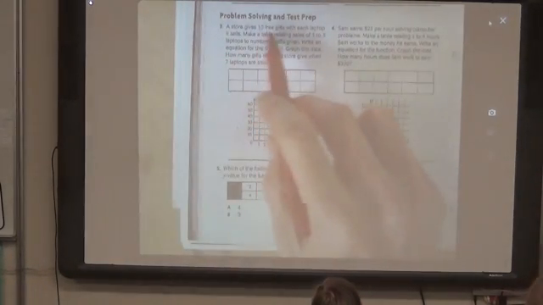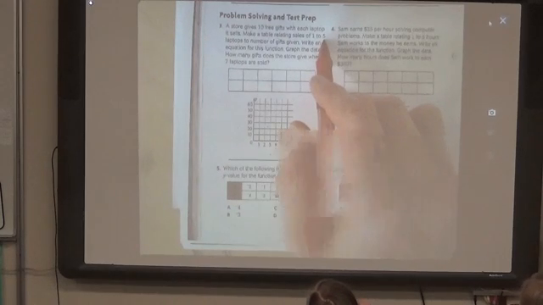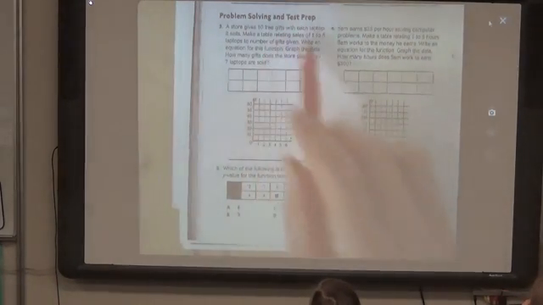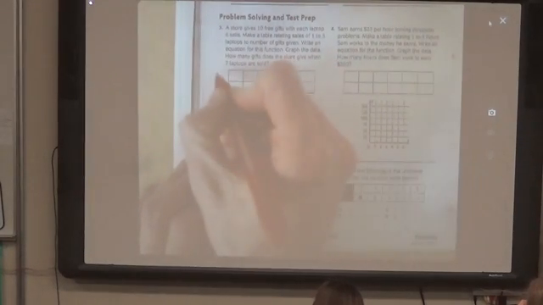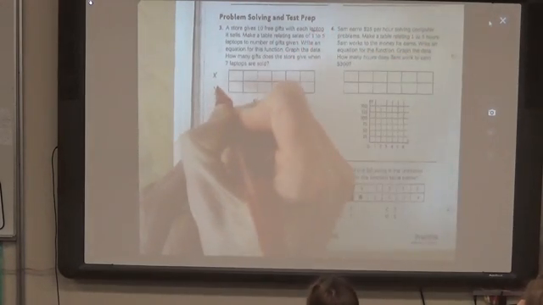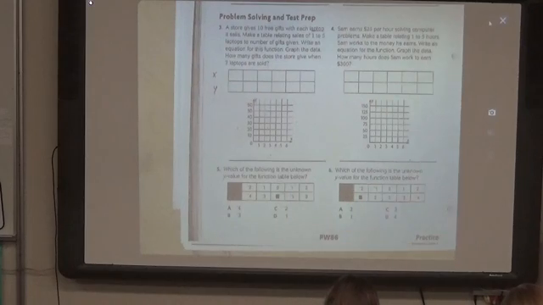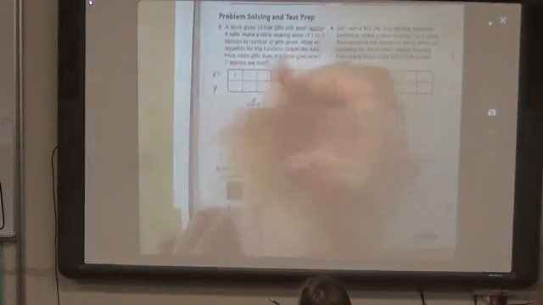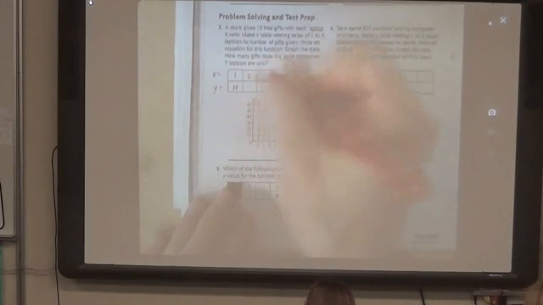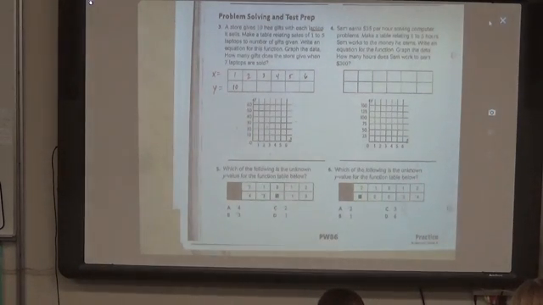A store gives 10 free gifts with each laptop it sells. Make a table relating sales of 1 to 5 laptops to the number of gifts given. Well, let's start with that. 10 free gifts with each laptop. So let's say that the X is the number of laptops and the Y is the number of gifts. Okay? So every time they sell one laptop, they get what? 10. 10 gifts. So it would be 2, 3, 4, 5, 6. And find the pattern.